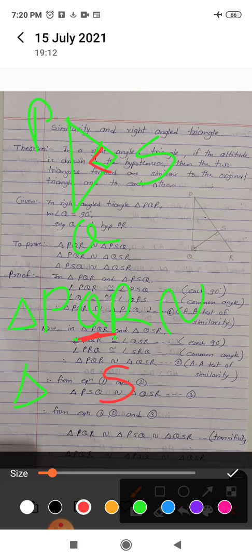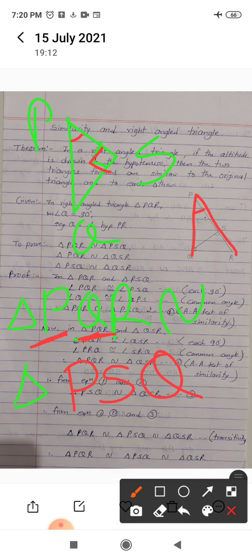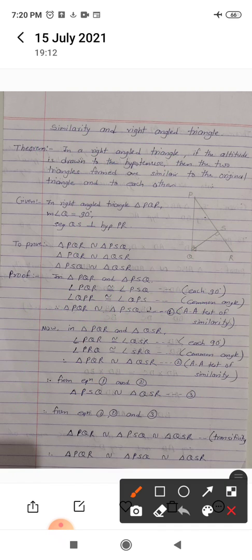Then in both triangles, angle P is a common angle. This angle P is a common angle. So I am taking this angle P at first position because here P is in first position. So therefore the remaining vertex will go on third position. So here I create this statement.